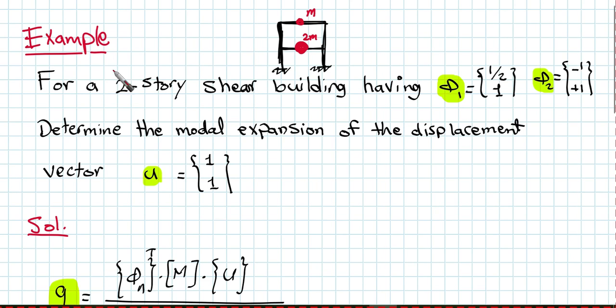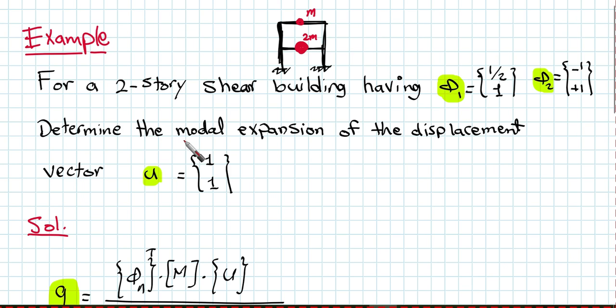Let's understand what we have explained through an example. In this example, as you can see, it is a shear building, and in the first story the mass is 2m, and in the second story it is m. So we have different masses here. For a two-story shear building, phi 1, the first mode shape, equals half and 1, and the second mode shape is -1 and +1. Imagine this: this is how the first mode is and what the second mode is.